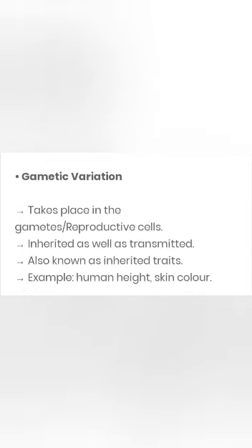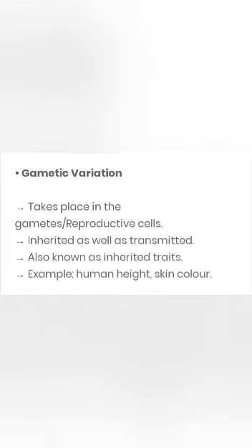Gametic variation. Gametic variation means the variation which takes place in the gametes, which are also known as reproductive cells, that is sperm or ovum. Gametic variation is inherited as well as transmitted, because this type of variation takes place in the gametes. This type of variations are also known as inherited traits. For example, human height, skin color, that is complexion, color of the eyeball, and hair color are transmitted to the next generation.